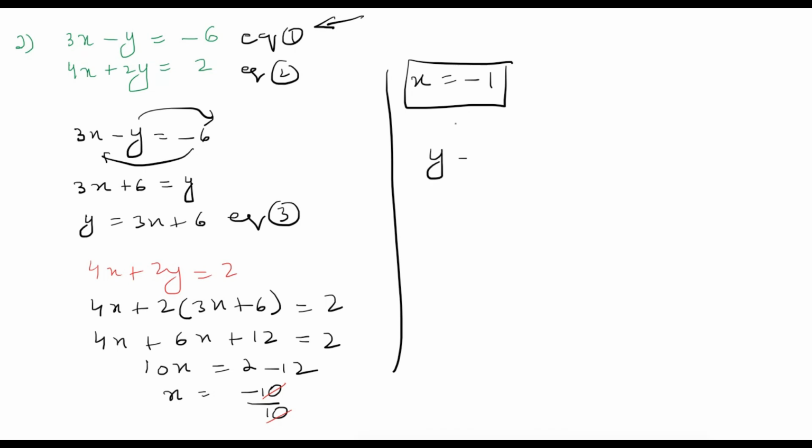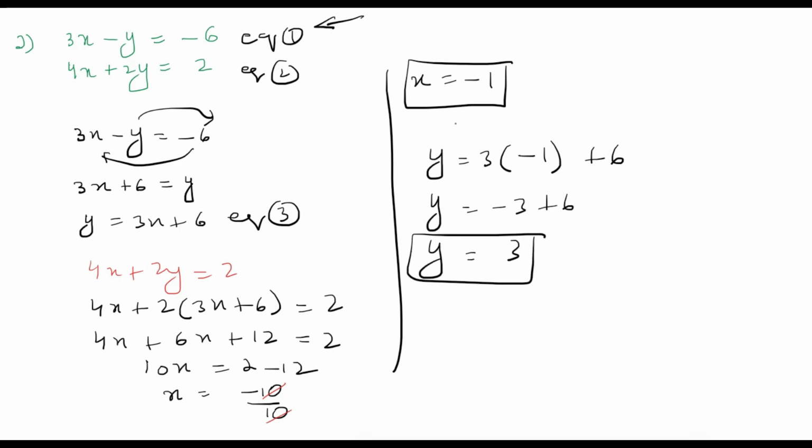So y is equal to 3. Now I'm directly putting the value of x, minus 1, in 3x plus 6. So y is equal to minus 3 plus 6. So y is equal to 6 minus 3, which gives us 3. So now you can see that we got the values of x and y.